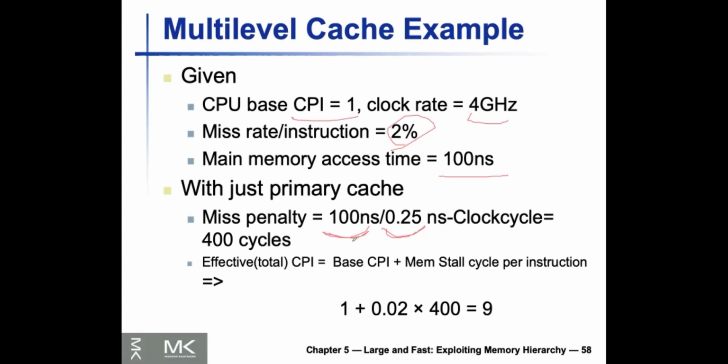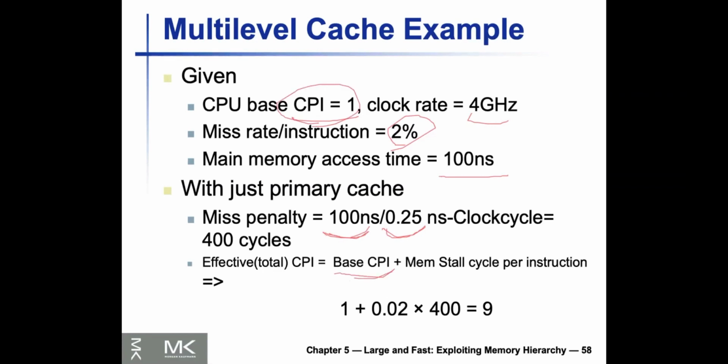So the miss penalty would come as 400 cycles. For those cases that we miss, for those 2% cases, we have to pay a price of 400 cycles because the access time in memory is much larger. So the effective CPI will definitely not be 1.